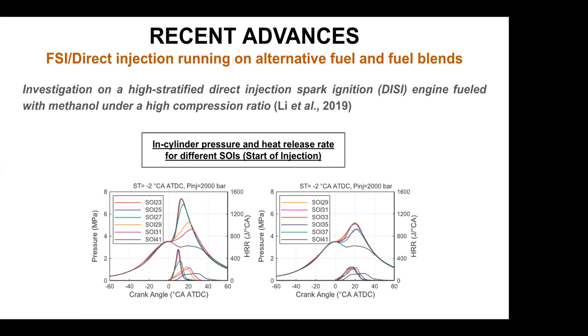We note that there is a 6 degree CA difference in the operable SOI range between simulation, -23 to -37, and experiment, -23 to -31. This difference is attributed to the accuracy of the RANS model and the uncertainty of the initial and boundary conditions in the simulation. And then next.